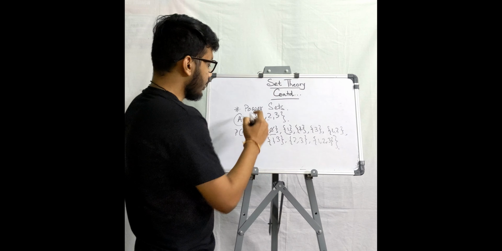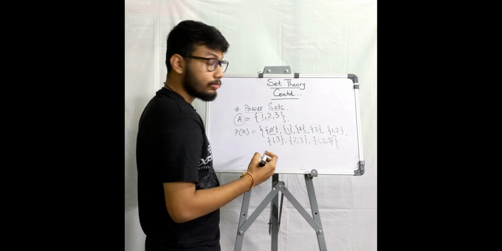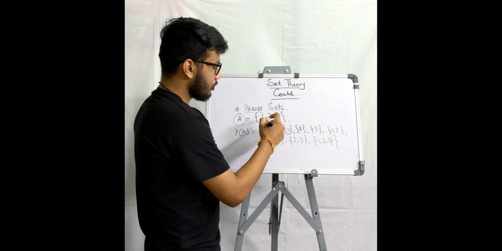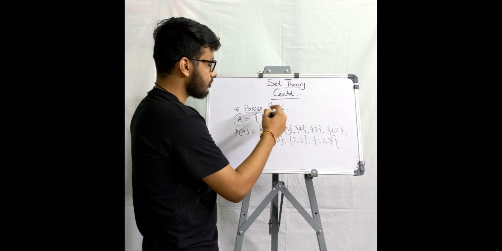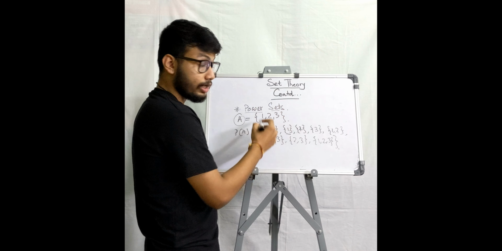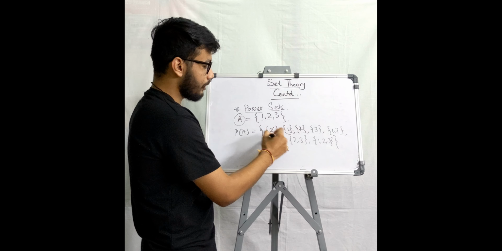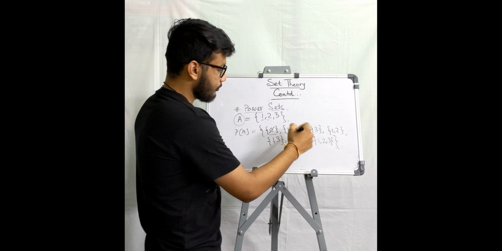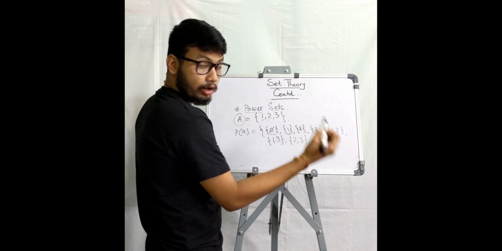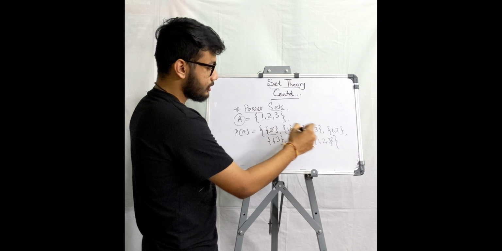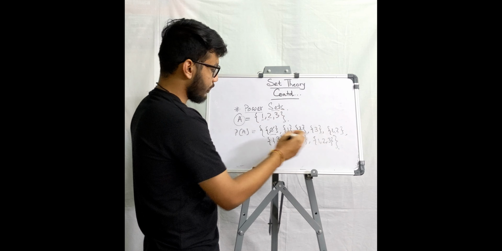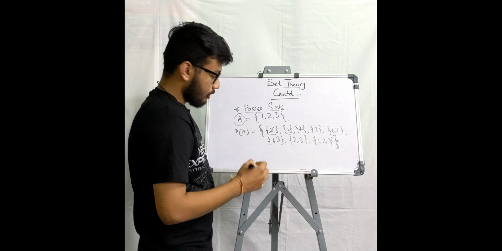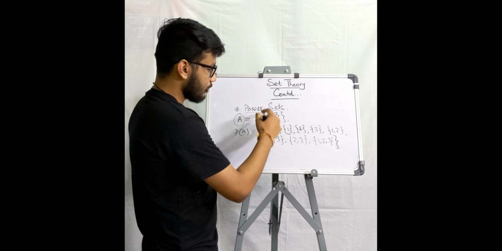So what is a power set? A power set of a particular set is nothing but all possible combinations of the elements inside this particular set, including the empty set. So you have to include combinations of all the elements inside the set. Each set will hold a combination of elements, and you have to make it in the form of a set finally. So this is nothing but the power set.